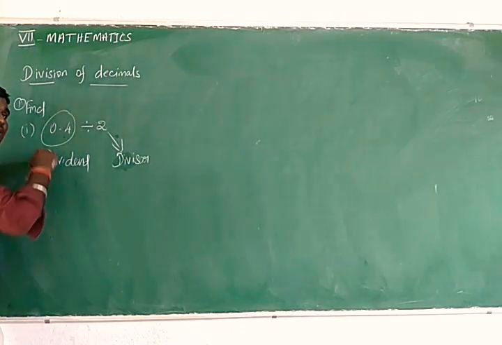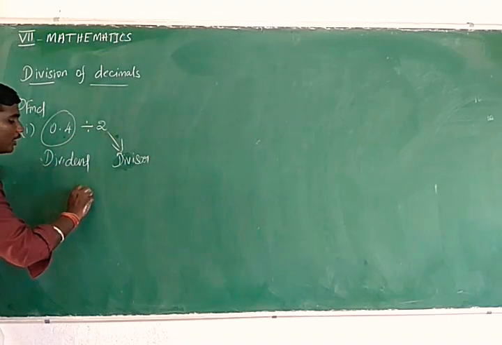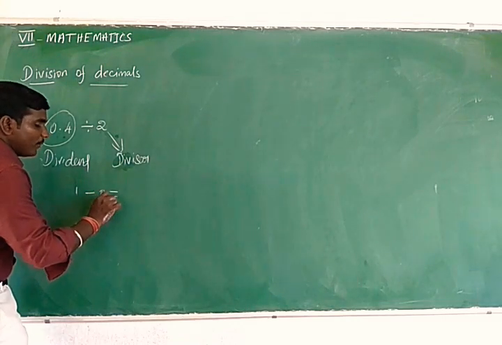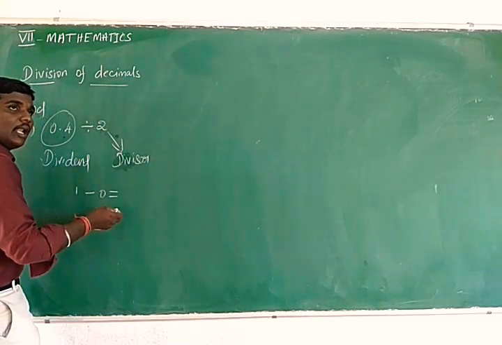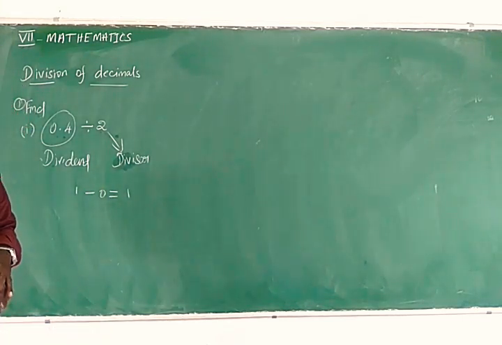Here, how many decimals are there? One decimal. Here, how many decimals are there? No decimal. So 1 minus 0 is 1. In the final answer, place the decimal after one digit.